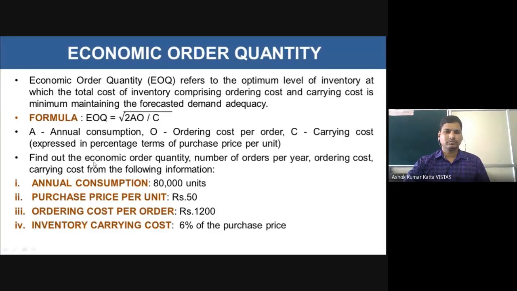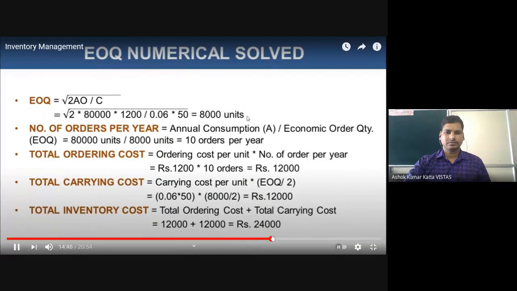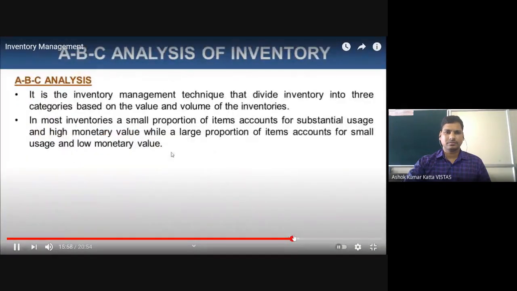Now let's see, we will solve a numerical to find out the economic order quantity, the number of orders per year, ordering cost, and carrying cost from the following information. You may wonder that ordering cost and carrying cost we are already having, guys, but we will be skipping the total ordering cost calculation part, because I will explain the carrying cost to you at a time.